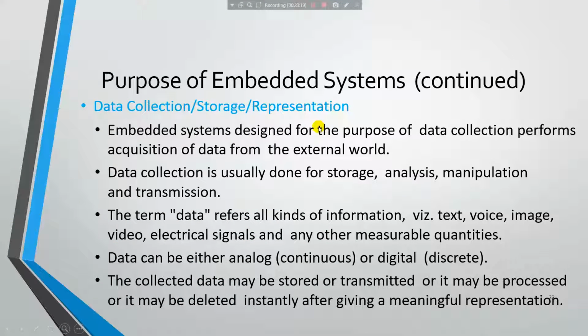So the first purpose of embedded systems here is data collection. Data collection is nothing but an embedded system designed for the purpose of data collection, or acquisition as we can call it, from the external world. Data collection is usually followed by storage, analysis, manipulation, and transmission. The term data refers to all kinds of information, like text, voice, image, video, electrical signals, and many other measurable quantities. And data can be either analog, which we call continuous, or discrete. Discrete is nothing but your digital values.